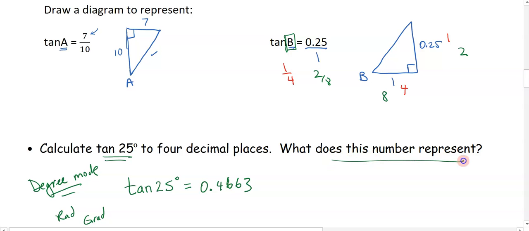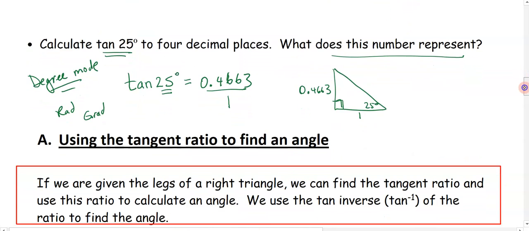If I want to know what this number represents, this number is the ratio of opposite as compared to adjacent. You could just draw a picture. This time I know my angle, so I put 25 in one of the angles. That's my reference angle, is 25. Opposite to 25, make that a fraction, is my 0.4663, and adjacent is 1. So now I know my opposite side is a little less than half my adjacent, right? I can visualize that and see the relationship between the two sides just by looking at that ratio. Okay, it just tells you how those two sides are related.